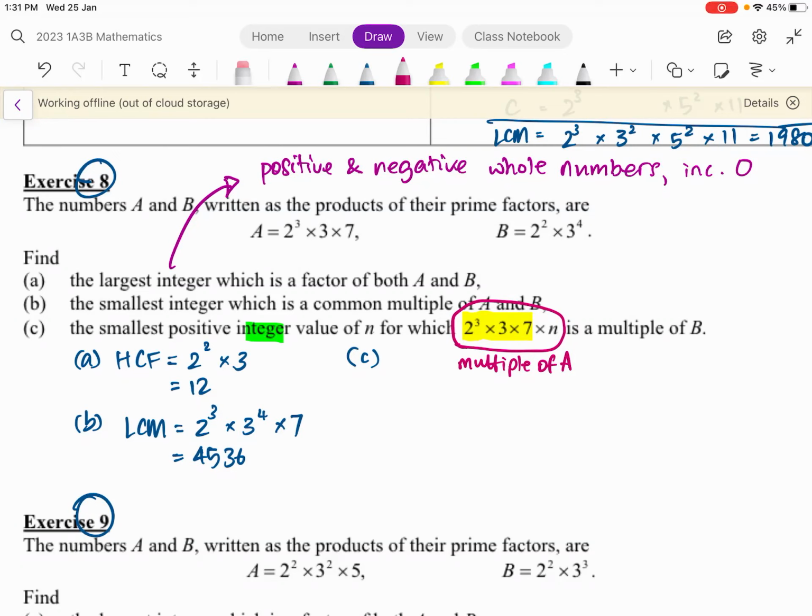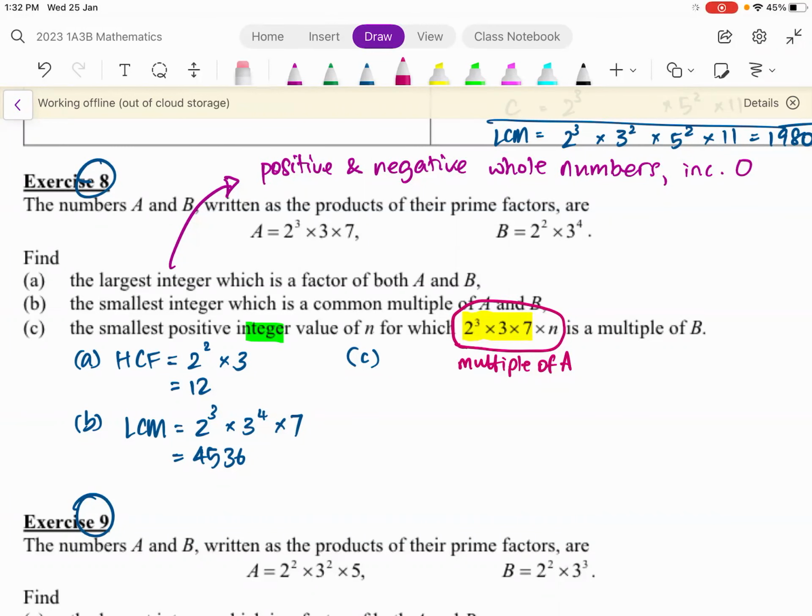Now they also say that this number, which is the multiple of A, is also a multiple of B. So now we are looking for a number that is a multiple of A and also a multiple of B. What do we call that?